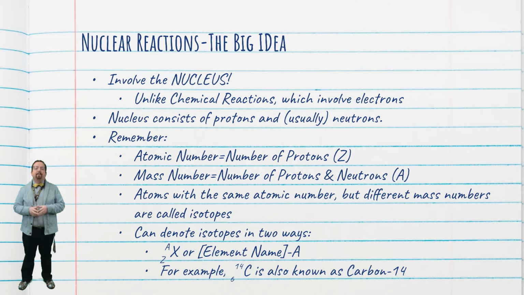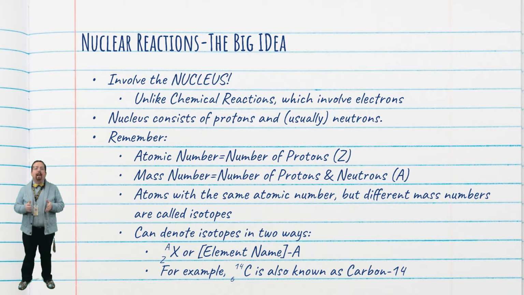Before we get started, let's refresh your memory. The atomic number is equal to the number of protons. We'll call it Z here. The mass number is equal to the number of protons and neutrons. We'll call it A. When we have two atoms with the same number of protons but different numbers of neutrons, we call them isotopes of each other.